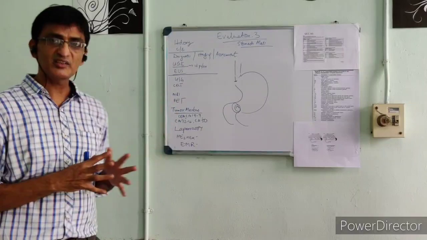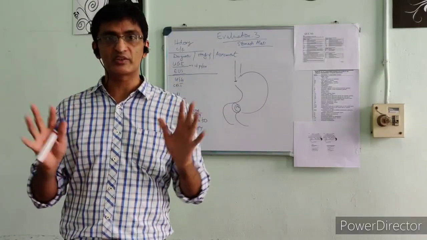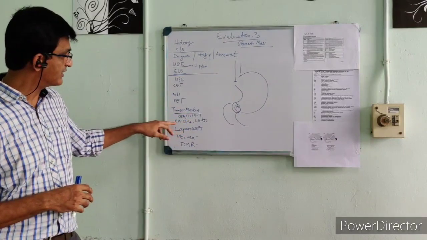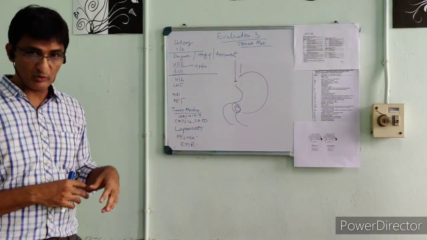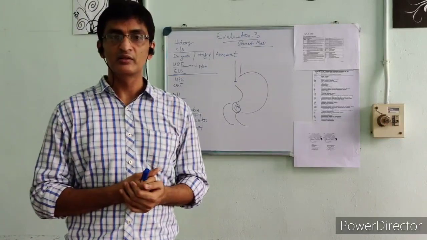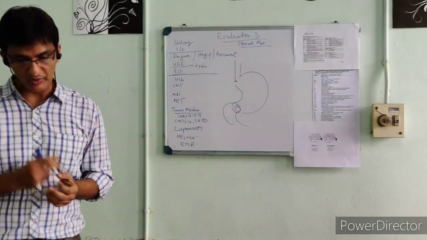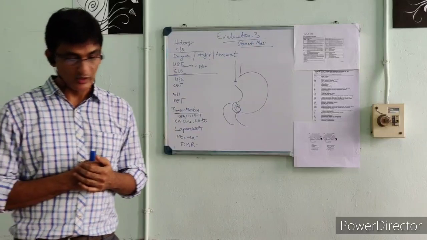Are there any tumor markers in carcinoma stomach? There are no specific tumor markers, but if you do the combination of CEA, CA 19-9, CA 72-4 and CA 50, all this combined together, it may help in the staging of the disease. Though there are no specific tumor markers in this case.